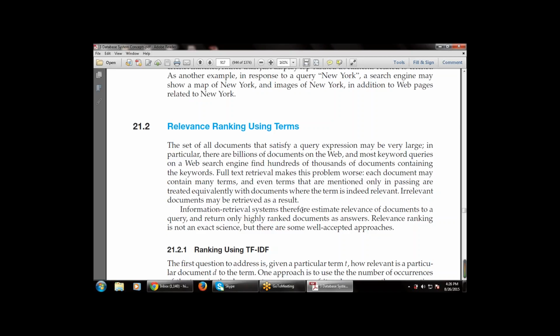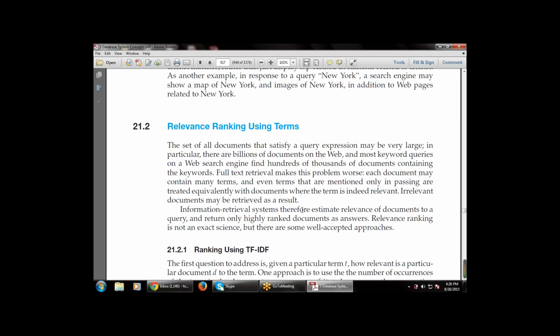The information retrieval system therefore estimates the relevance of documents to a query and returns only highly ranked documents as the answer. Relevance ranking is not an exact science, but there are some well accepted approaches that are used for relevance ranking.